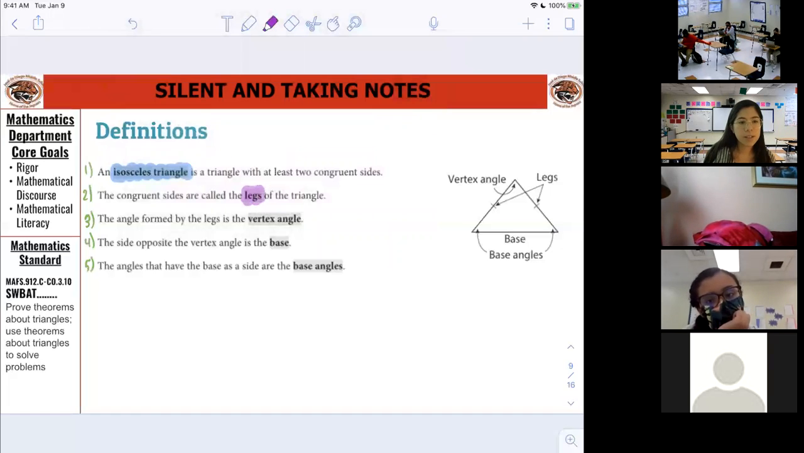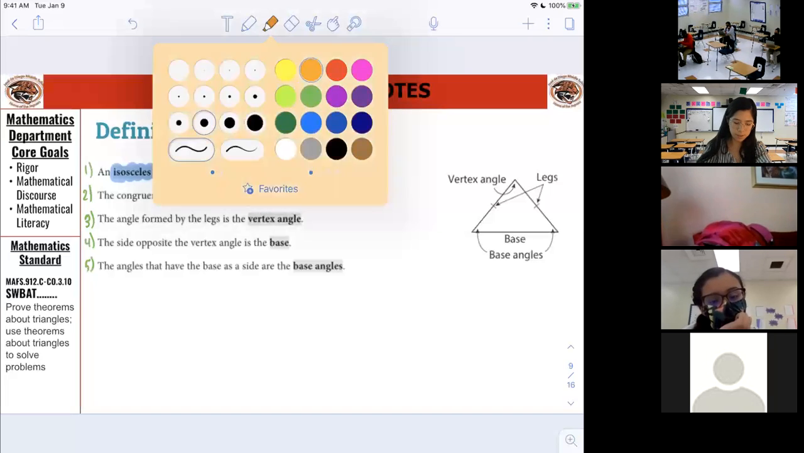Number 3. The angle formed by the legs is the vertex angle. Awesome. We have a vertex. Number 4.